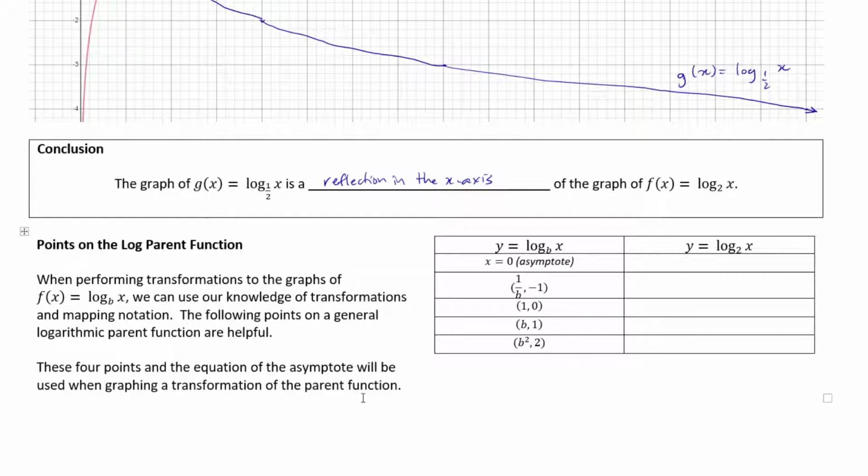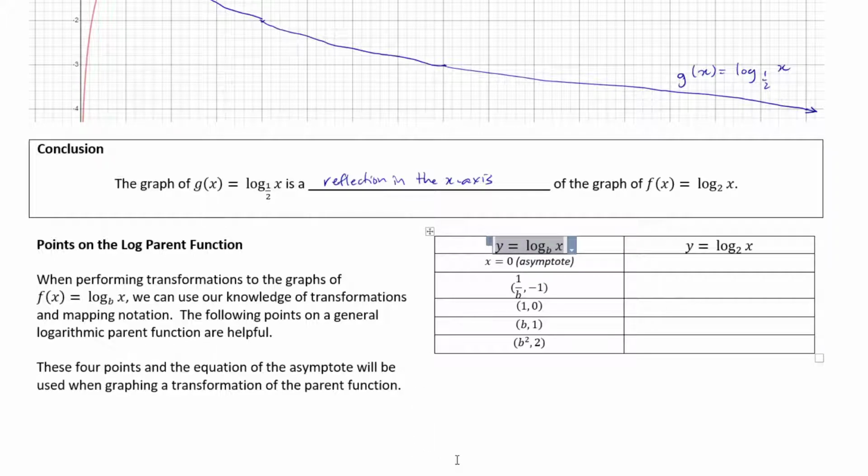Points on the log function. When performing transformations to the graph f of x equal to log x base b, we can use our knowledge of transformations and mapping notation. The following points on a general logarithmic parent function are helpful. And these 4 points plus the equation of the asymptote will be used when graphing a transformation of the parent function. So this is our new parent function that we're learning. This is the logarithmic function.